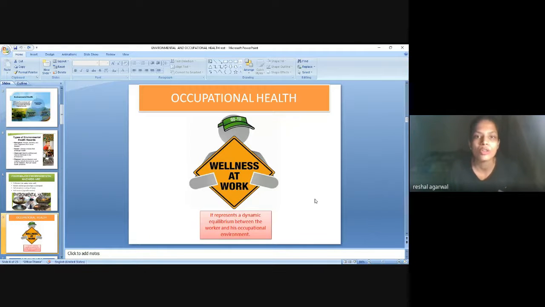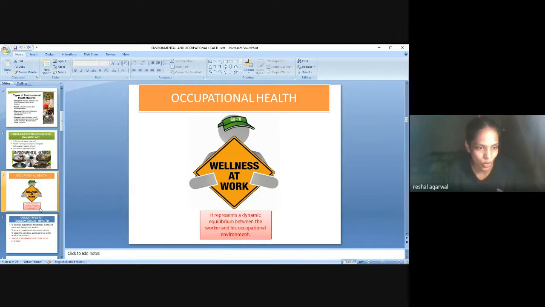Now, this was all about environmental health. Talking about occupational health, it can be said that it represents a dynamic equilibrium between the environment of the worker and the workplace which he is exposed to. So this is about occupational health.